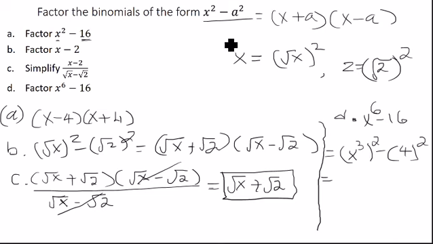Now you have the exact same situation as before, so it's the difference of 2 squares. So I'm going to write the first with the plus, so x cubed plus 4, and then the second with a minus, x cubed minus 4. And so of course it doesn't quite look like this one, but you have to know how to manipulate these powers and then apply these formulas.